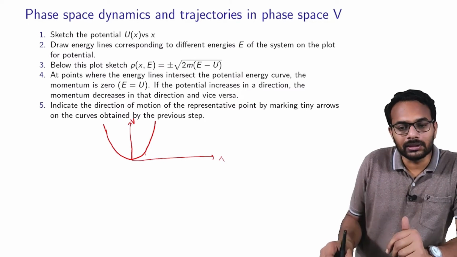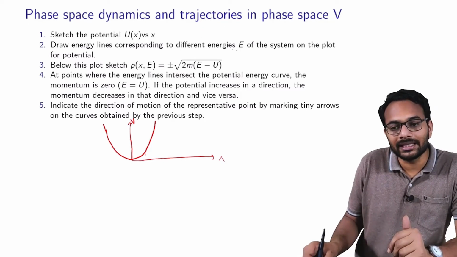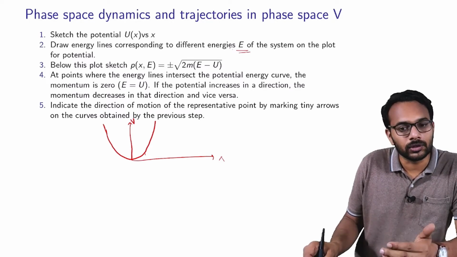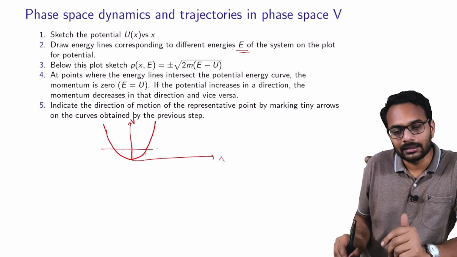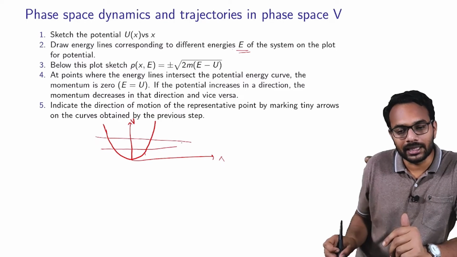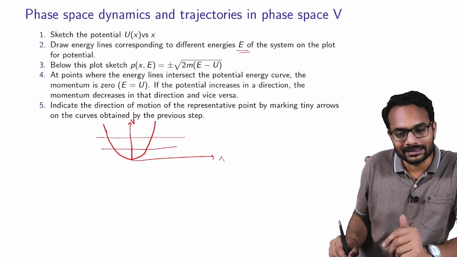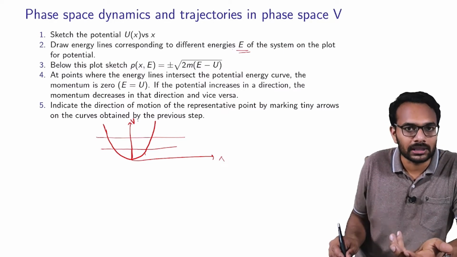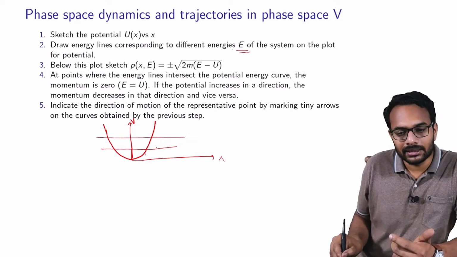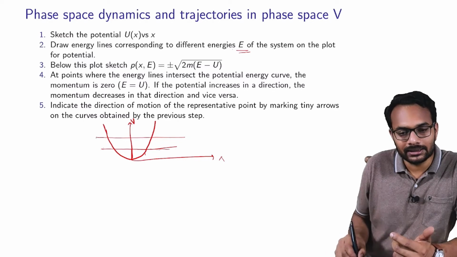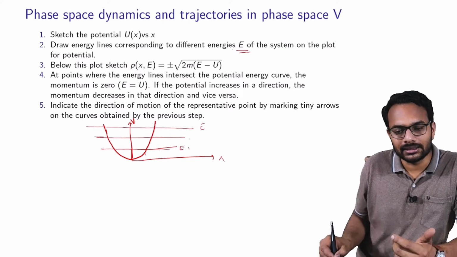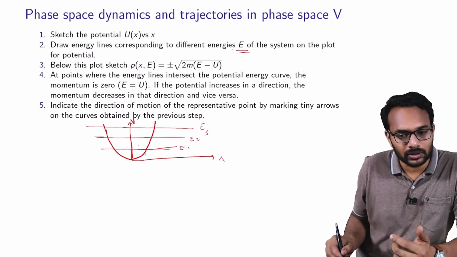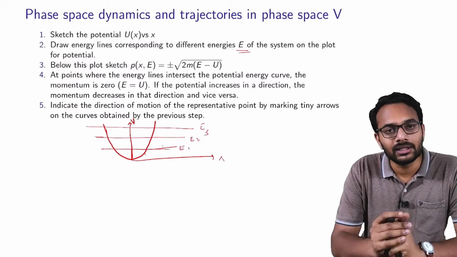Now the next point is to draw energy lines corresponding to different energies E of the system on the plot for the potential. You will understand what we mean by this energy line. Suppose these are possible energies. These lines correspond to different possible energies, because the height from the x-axis has the dimensions of energy, since we are plotting potential. This line corresponds to constant energy. This is another line corresponding to constant energy, and we can draw any number of lines. Let's call these E1, E2, E3. So we have plotted the potential and drawn lines corresponding to different values of energy.